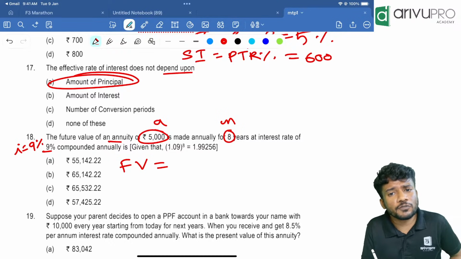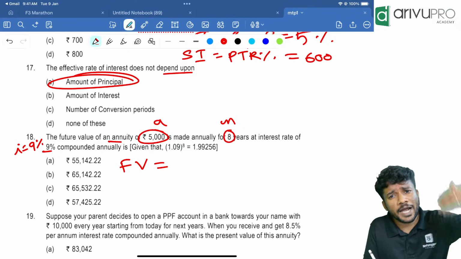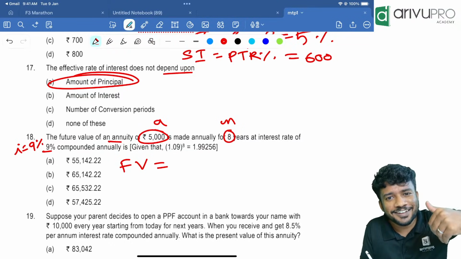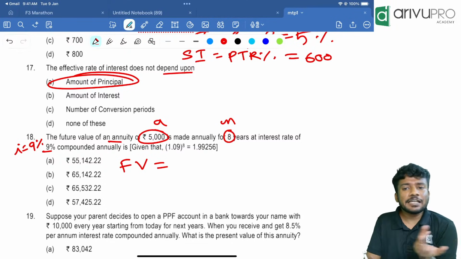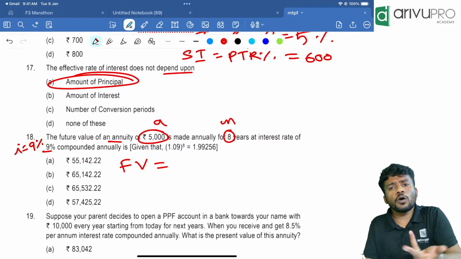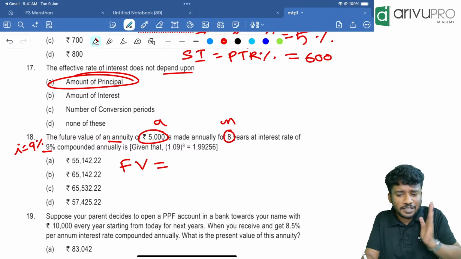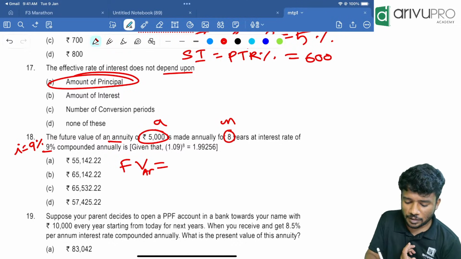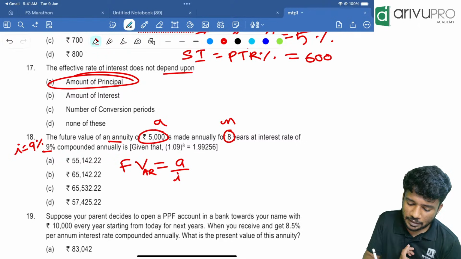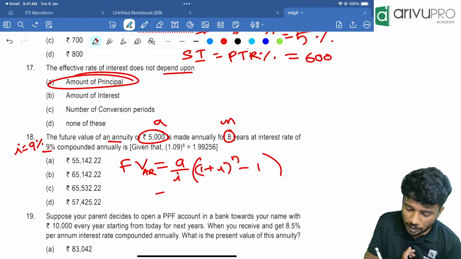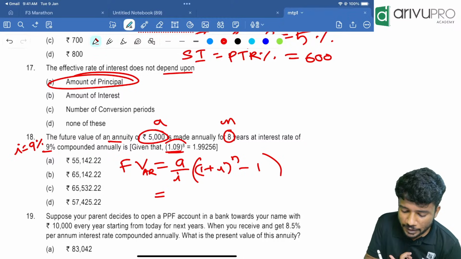What is the formula for future value? Is it annuity regular or annuity due? It is annuity regular because they didn't mention at the end of the year or beginning of the year. They didn't mention anything. That means we will go for annuity regular. That means A by I into (1 plus I) the whole power n minus 1.